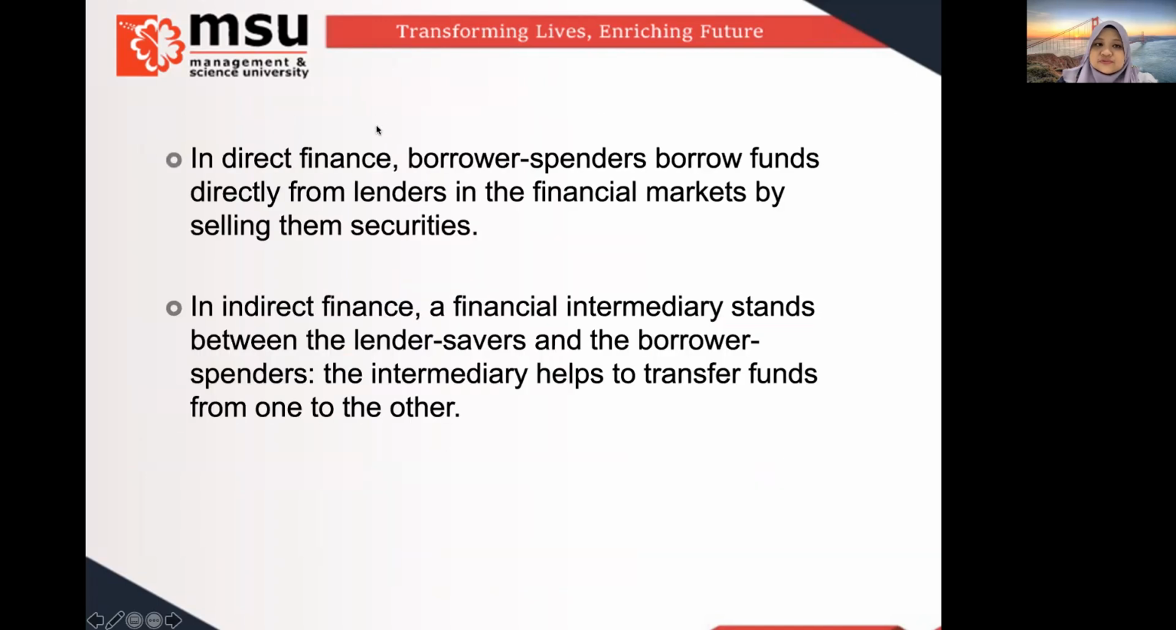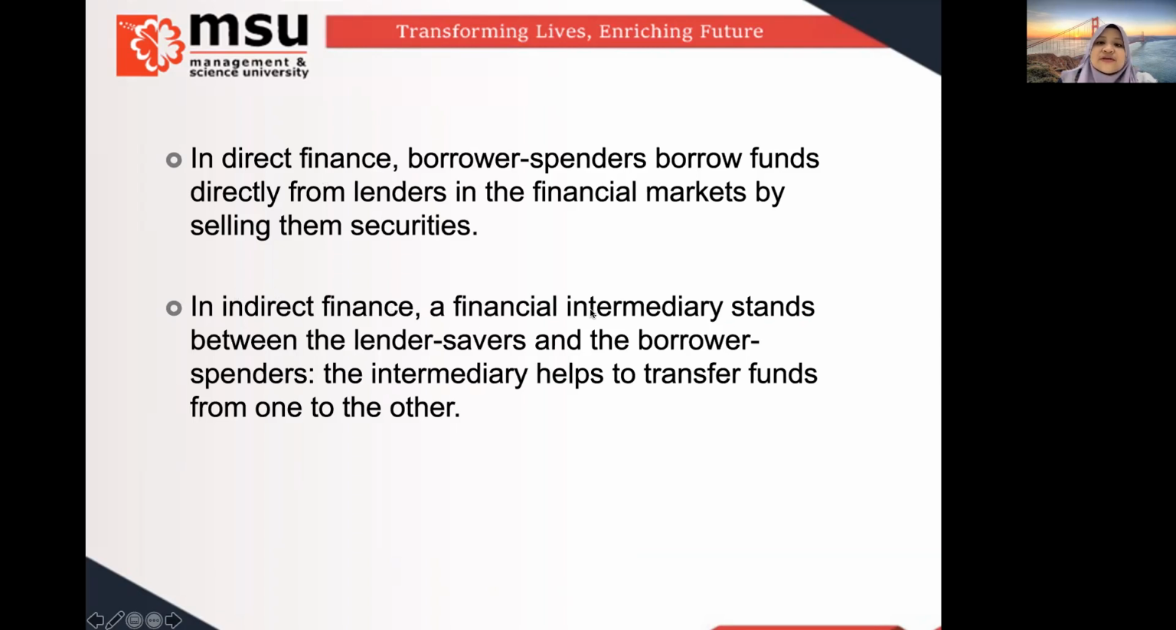So let us move on. This is just an explanation of direct finance: borrowers, spenders, borrow funds directly from lenders in the financial market by selling them securities. Borrowers sell their financial securities, and then the lenders will buy the financial securities. So that is direct finance.